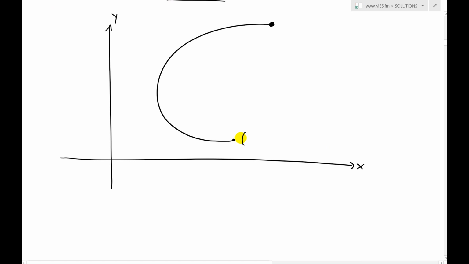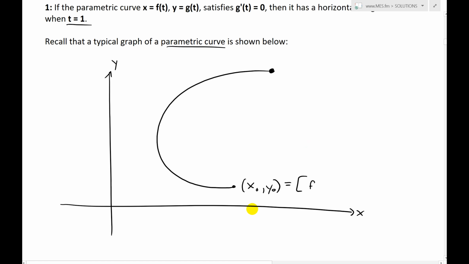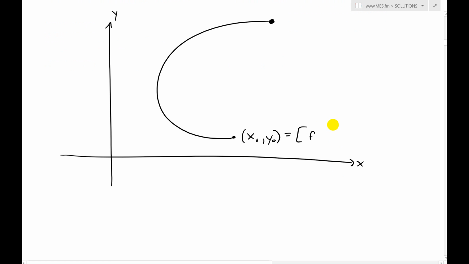So at this point, let's say over here, just to recap on how it's written. This point here, we could call the initial x and y value, or initial point. So I'll call this x0, y0. This would equal the same thing as writing f, because this is f of t, and the other one is g of t. So we can write this as f of our initial starting parameter t0, and then g of t0, like that.